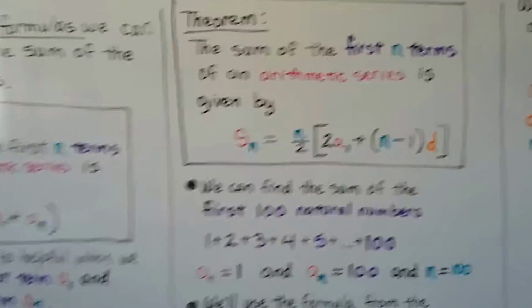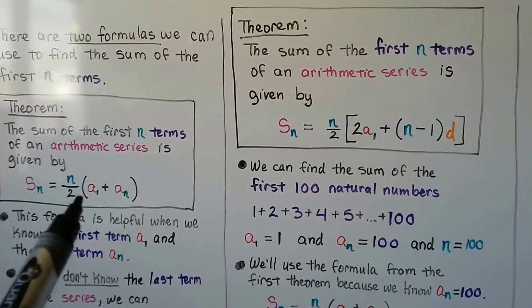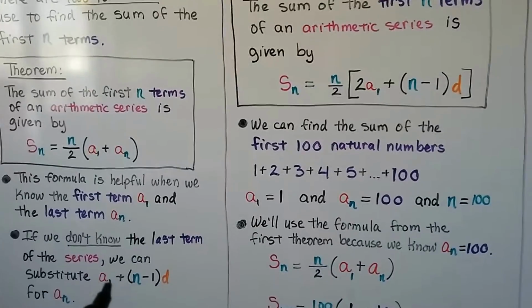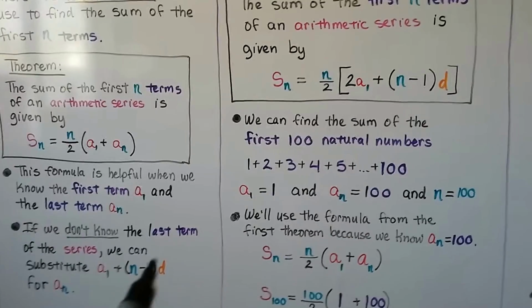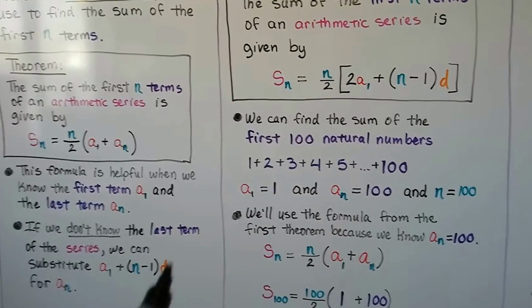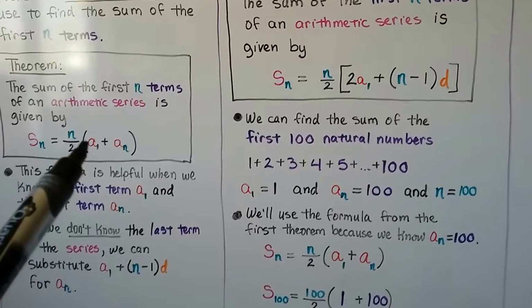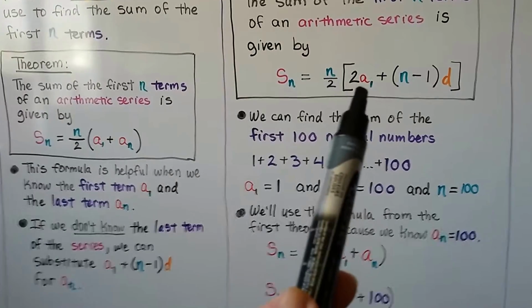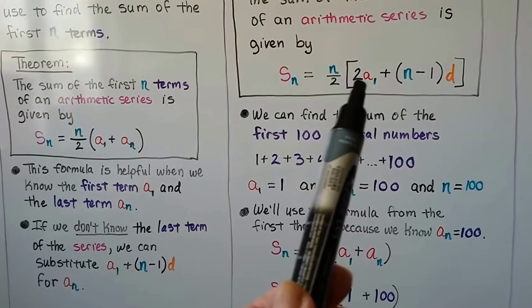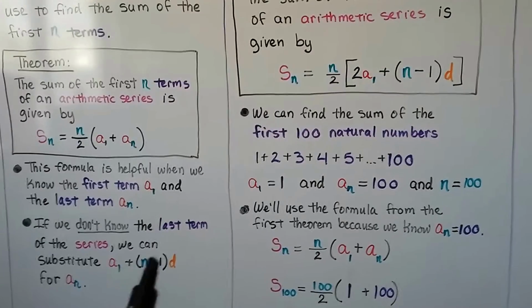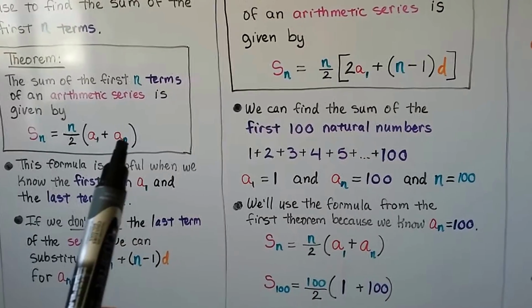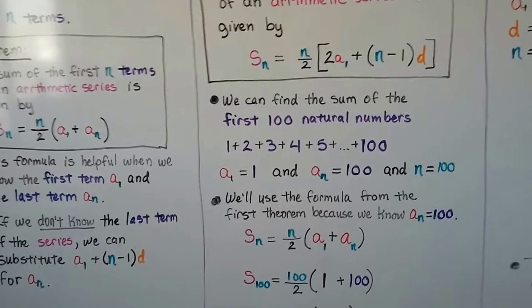So here it is. If you look at this formula, and you look at this formula, you can see how we added this on. See? We have a sub 1, and we're adding another a sub 1, aren't we? So we have two a sub 1. See how they got that? And then we're putting the n minus 1 times d in place of the a sub n that we don't know. See, because we don't know the last term.